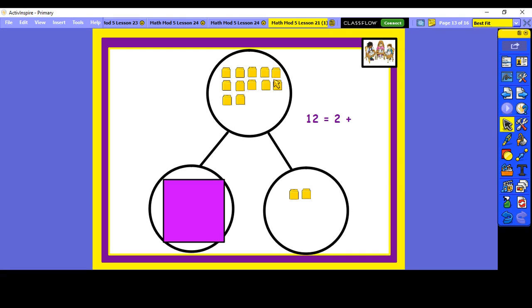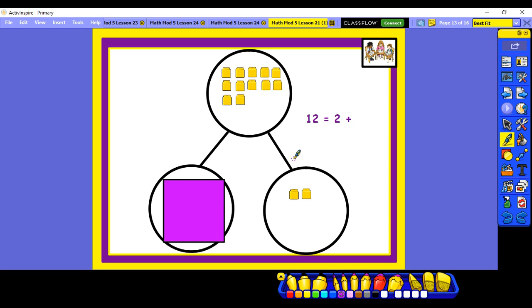I have 12 as the whole amount. I have a group of 2. What group is missing? 10. I'm missing the group of 10. My number sentence says 12 equals 2 plus. What's our missing part? 10. Great job.